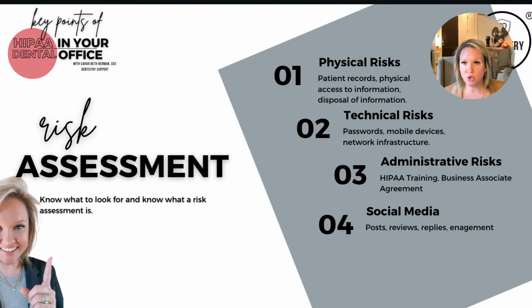So 1, physical risks. Assess patient records, physical access to information, disposal of information. Technical risks, what's your password policy? What do you allow to happen on mobile devices? What's your network infrastructure? Administrative risks, so what HIPAA training do you have? Do you have a business associate agreement with any vendor? You should, and it should include HIPAA details. And it should carry a term. We don't allow our clients' agreements to not have a term because that specifically gives us information. Social media posts, what does that look like?